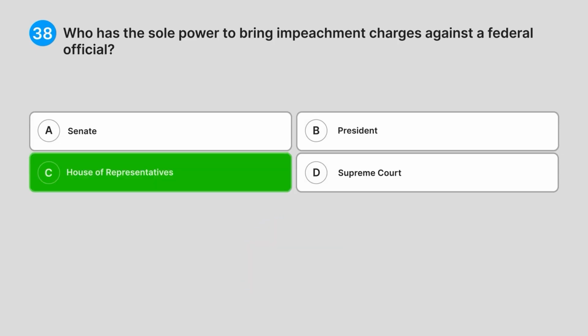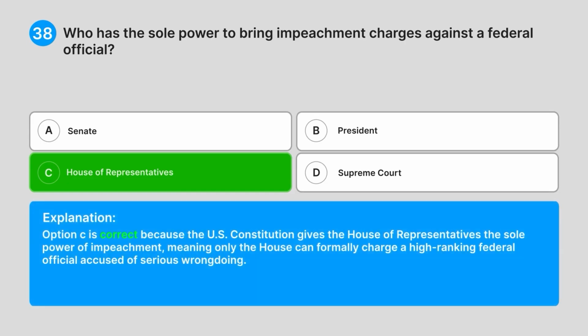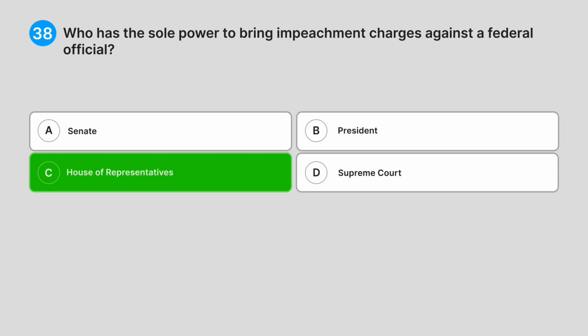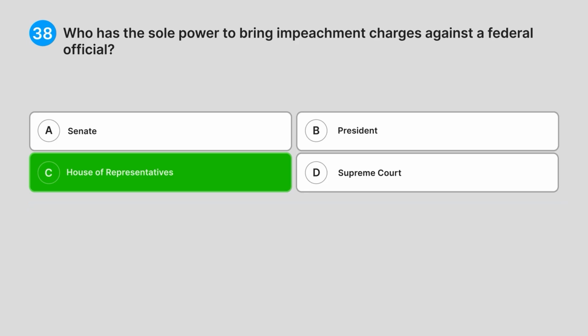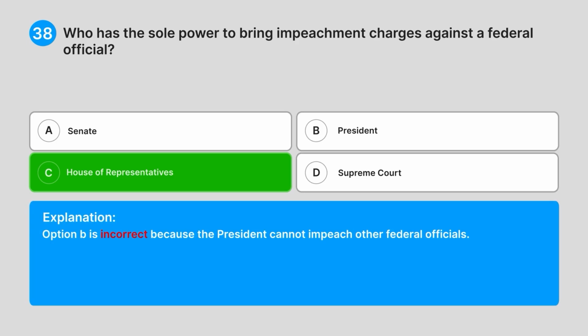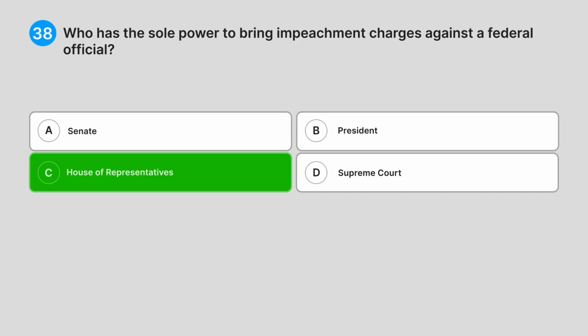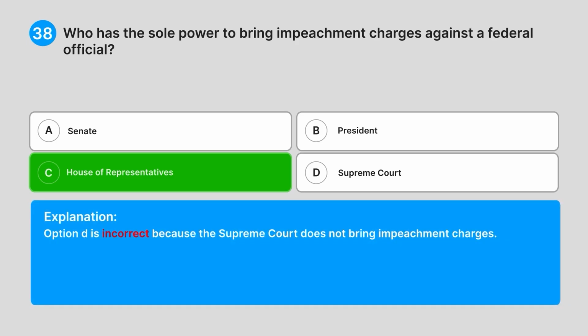Correct answer, C. House of Representatives. Explanation. Option C is correct because the US Constitution gives the House of Representatives the sole power of impeachment, meaning only the House can formally charge a high-ranking federal official accused of serious wrongdoing. Option A is incorrect because the Senate conducts the trial after the House impeaches. Option B is incorrect because the President cannot impeach other federal officials. Option D is incorrect because the Supreme Court does not bring impeachment charges.